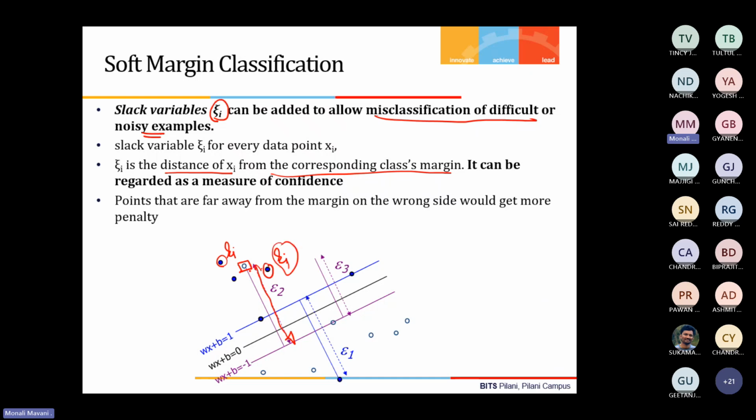But intuitively, if any data point, like here the blue data point, is on the wrong side of the decision boundary, then we can measure its distance from its own class boundary. So this is the correct blue class margin, and this is a point which is on the other side of the decision boundary. The distance between these two is nothing but the slack variable. Likewise, for every data point, we'll have that distance.